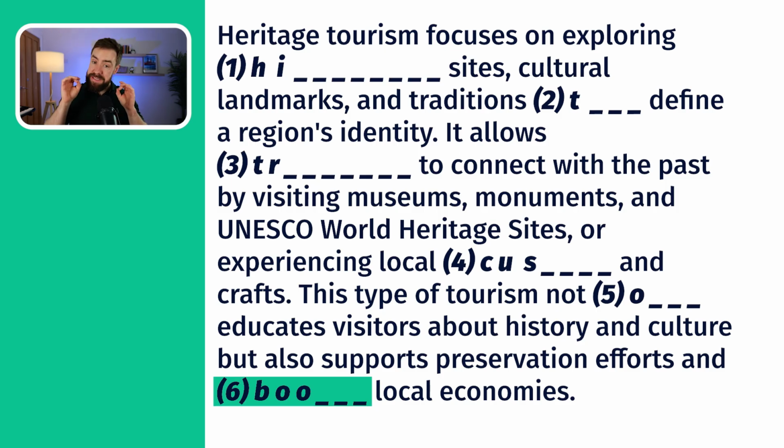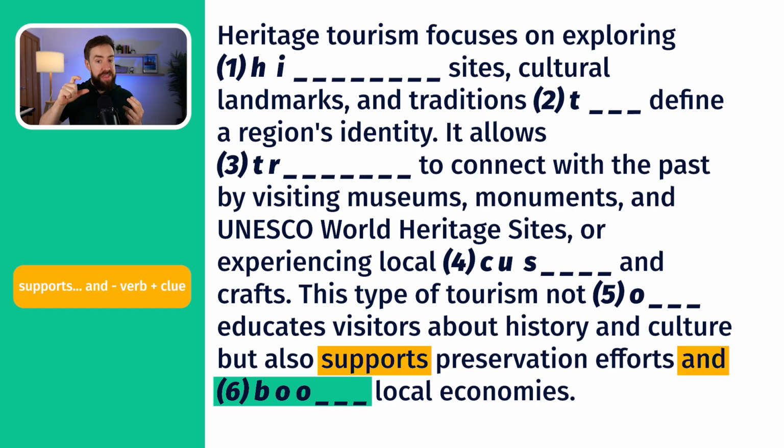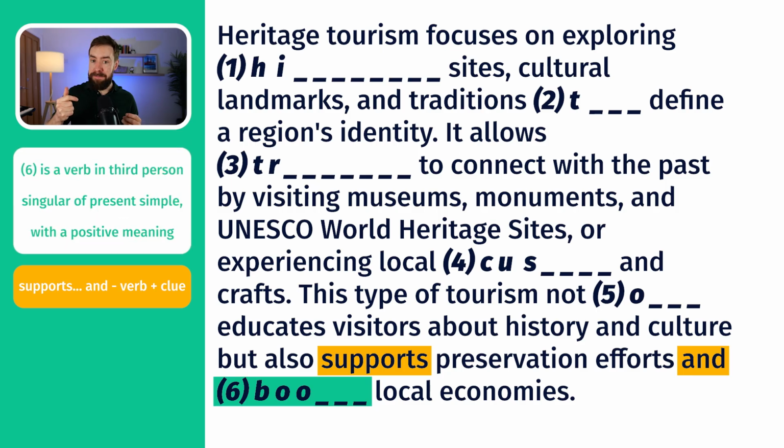And then finally, number six, we can see that it's in a sentence that's saying some good things about this tourism. And before there, we've got supports preservation efforts. And so because of the rules of English grammar, this one is going to be another verb, and it's going to be a verb also with an S at the end because it has to match with supports. So we really only need to get two letters there because we know the last one will be an S so that the whole grammar of the sentence makes sense.